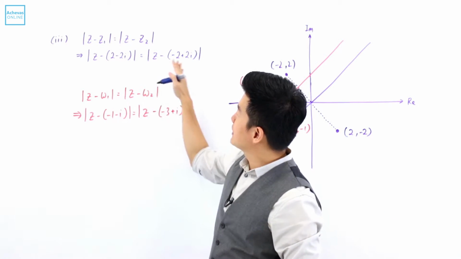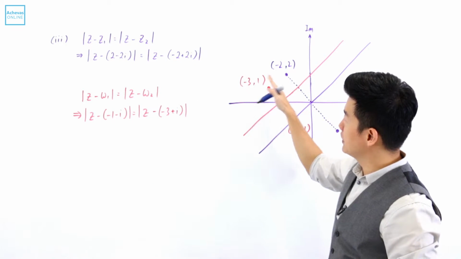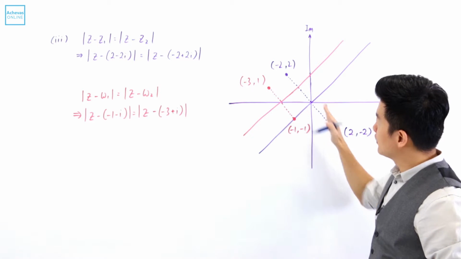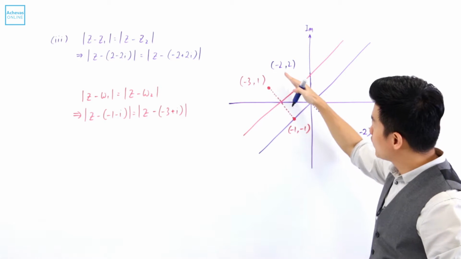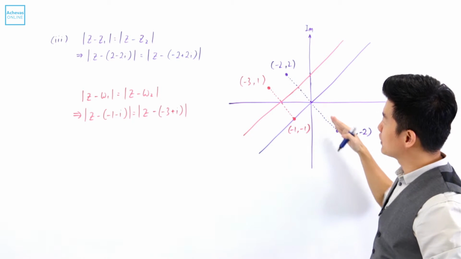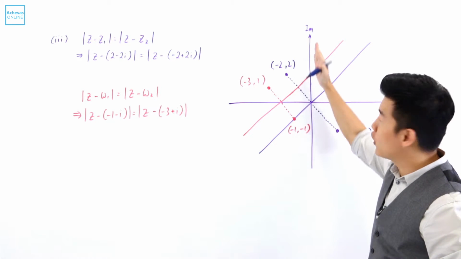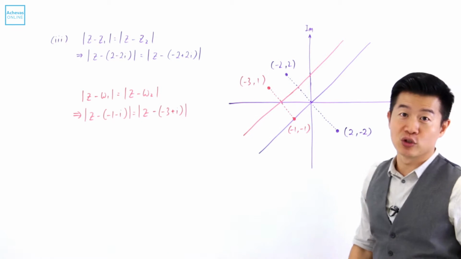It is a perpendicular bisector between 2 points, minus 2, 2. So it is this point. And 2, minus 2. It is this point. Because it is 2 and 2. That is why if I were to draw a line to join these 2 points together, that line is going to be a line that is pi over 4 with respect to the vertical axis, and this line has got to pass through the origin.